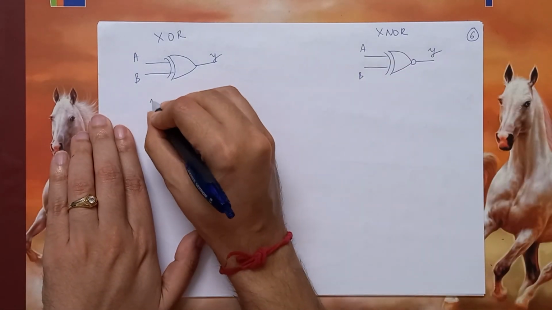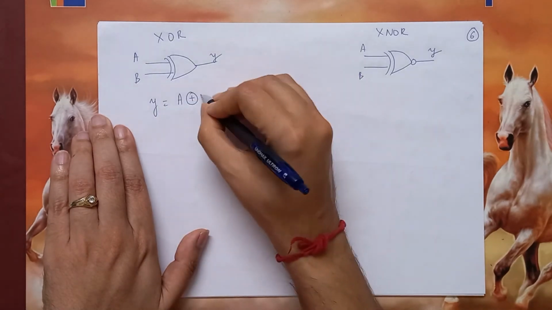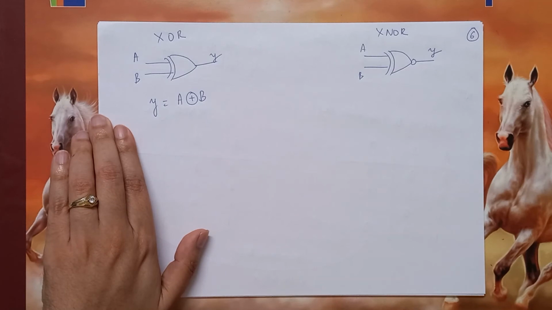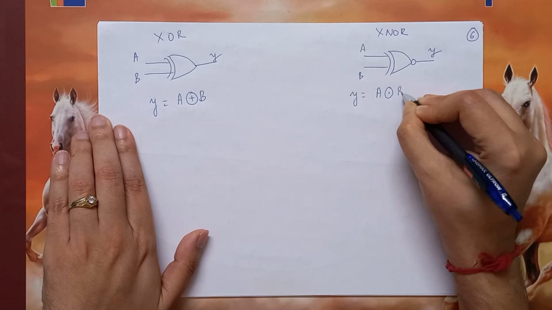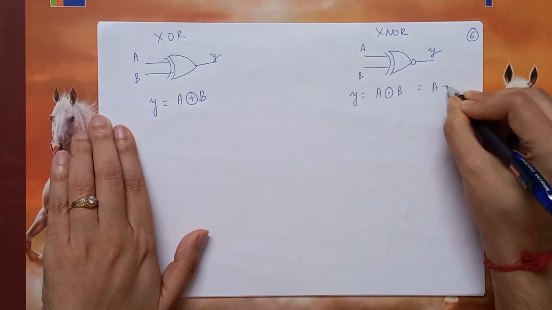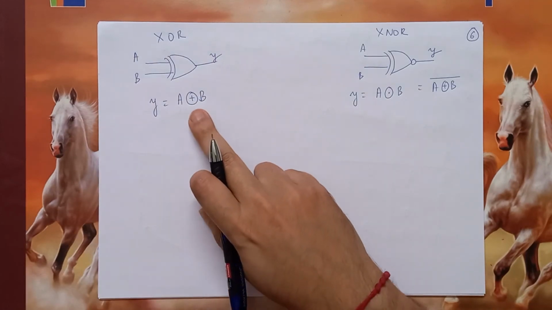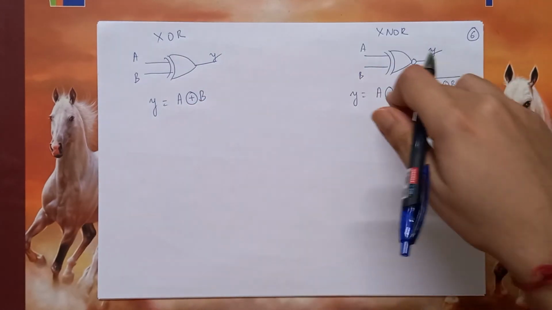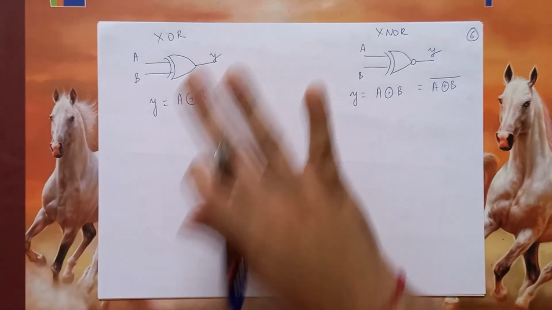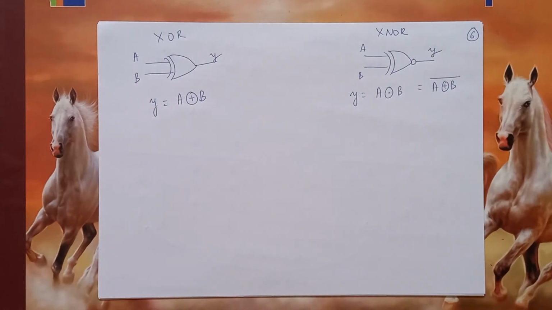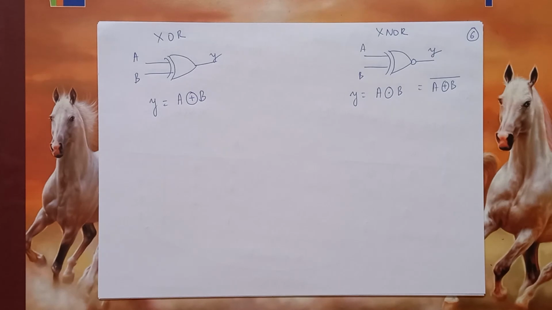One of the ways to write this is y equals A plus with a circle B. And here it is y equals A dot with a circle B, which is also the complement of the XOR operation, A XOR B, the whole bar. So you may now question what these symbols mean. Do not get bogged down by these symbols. As I mentioned, XOR is neither a universal gate nor a basic gate. So therefore, it depends on the basic logic functions.